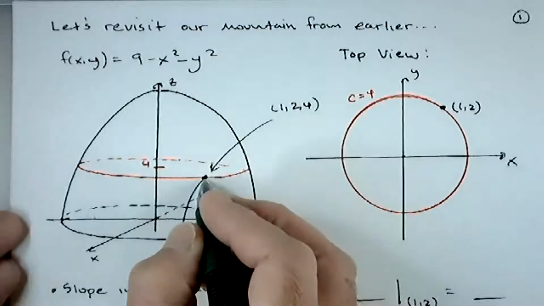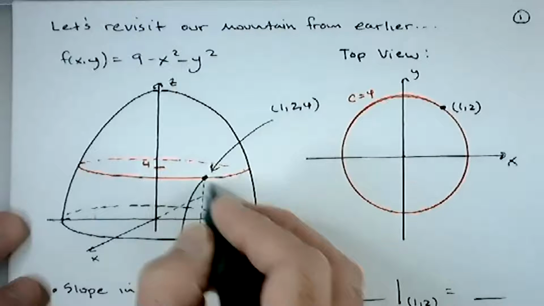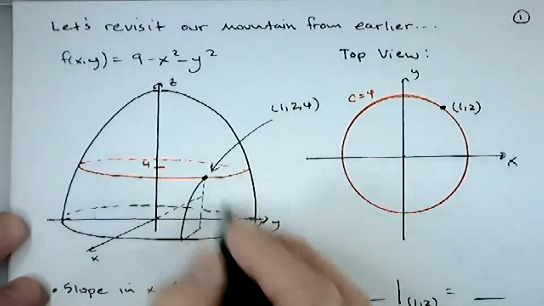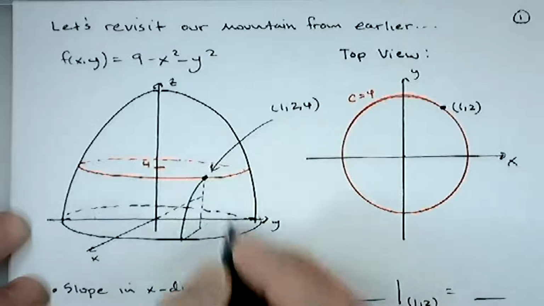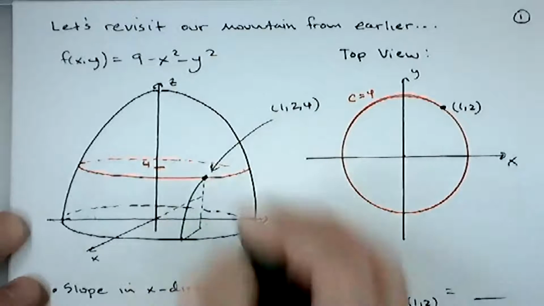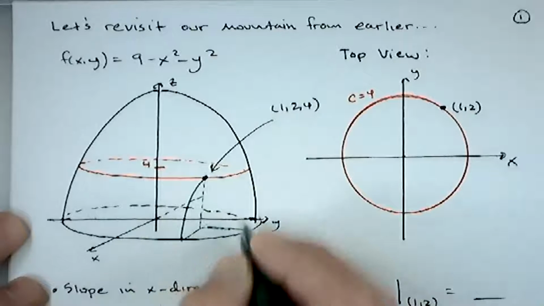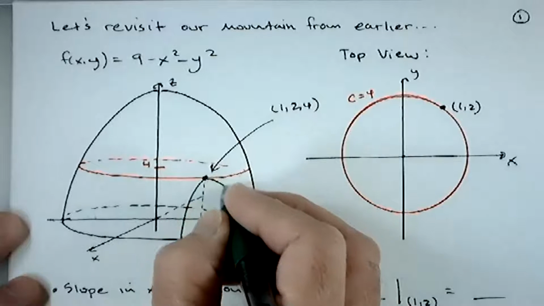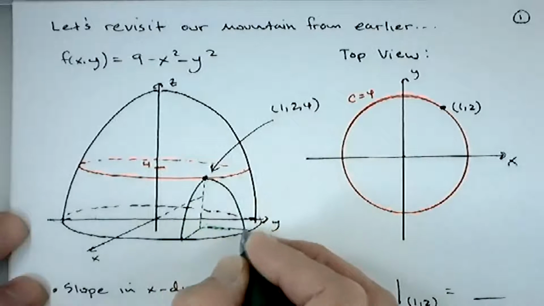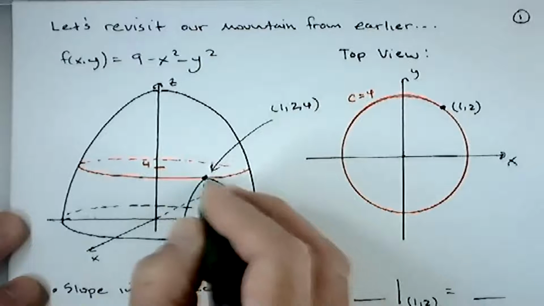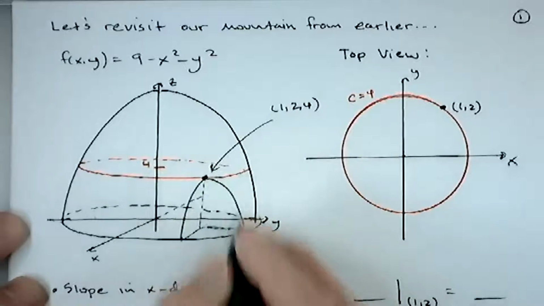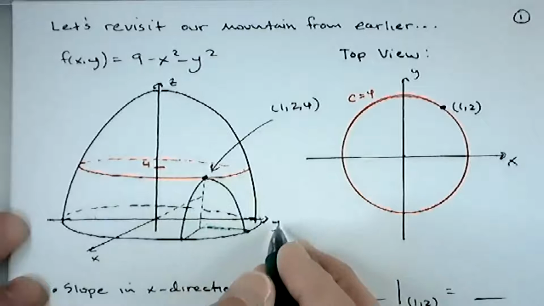Then we said, well, what if you face the positive y-axis and move down the mountain that way? That would also be a parabola. I have to go parallel. So you'd be going down a parabola like this to get to the bottom here. And the slope along this path would be given by your partial derivative with respect to y.